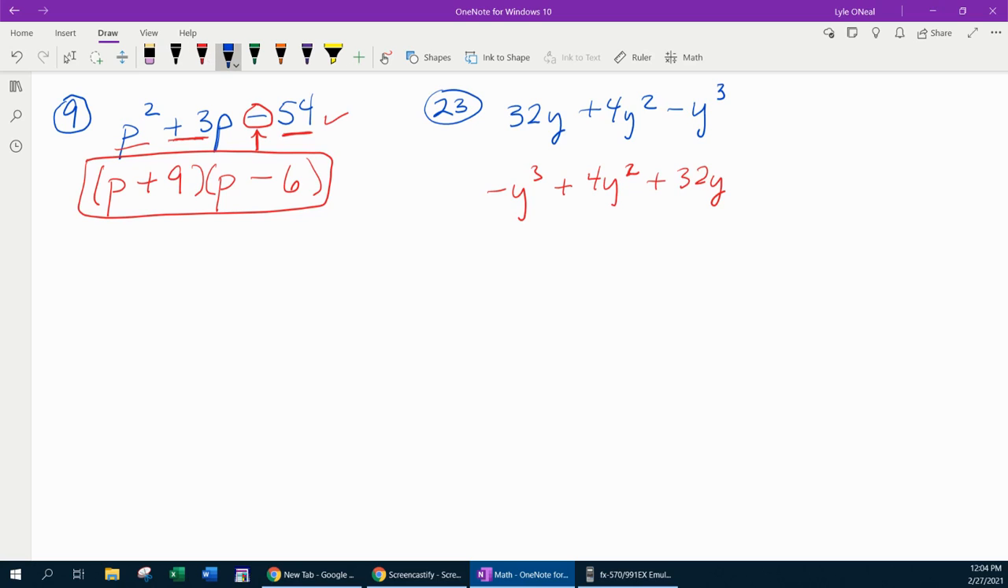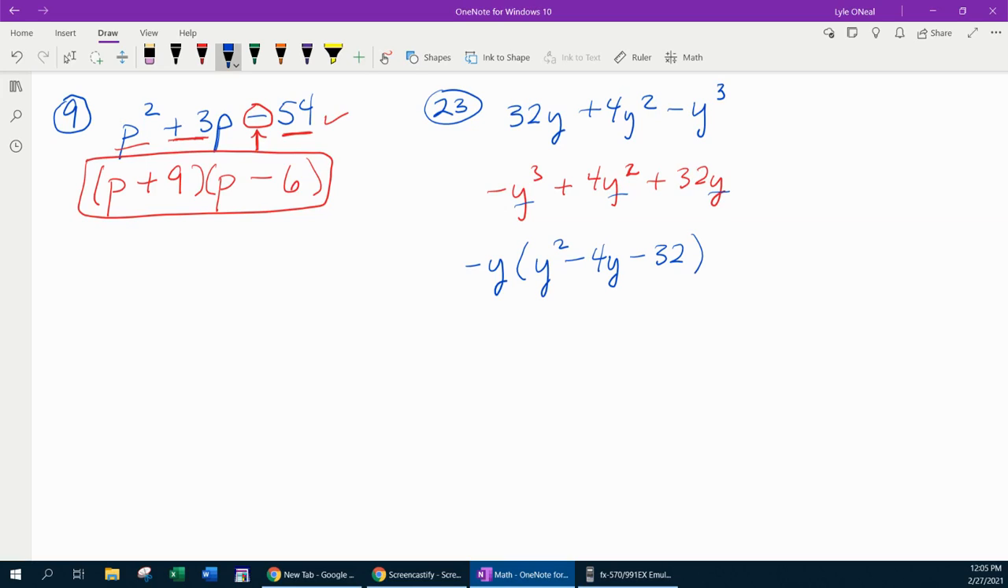Now we can see that the lead term is negative and the lead term really needs to be positive. So one of the things we're going to have to do is factor out a negative. I also notice that all three terms have a y. So to follow the factoring checklist, we are going to have to factor out the GCF first before we can even consider how many terms there are. Here we go, factoring out -y. That's going to leave me with +y squared minus 4y minus 32.